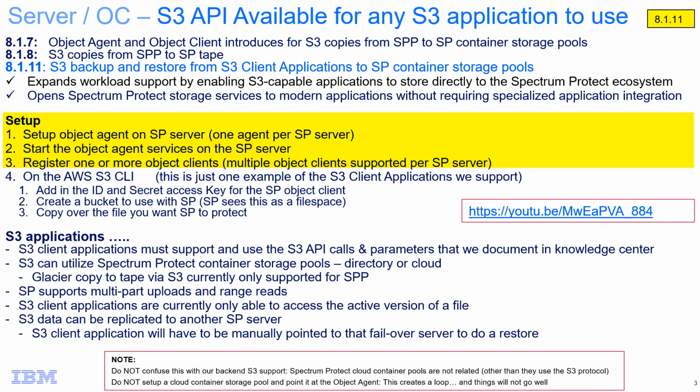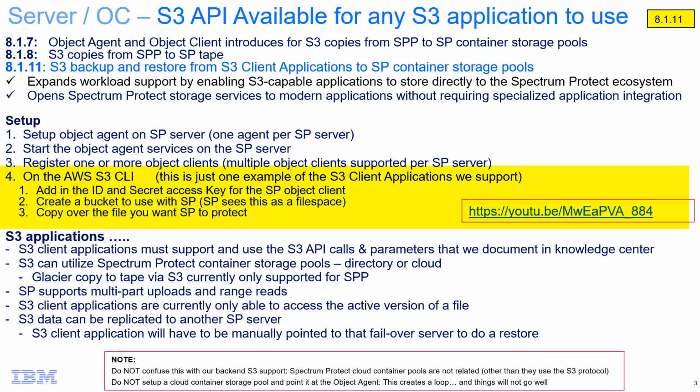And then on the application, in this case we're going to use AWS S3, but you could be using any different type of client application. You're basically going to go through and add in the ID and secret access key that was generated when you defined the Spectrum Protect object client for it. You're going to create a bucket to use with Spectrum Protect on AWS, and then you're going to go ahead and issue S3 commands to copy over the files you want to the Spectrum Protect server.